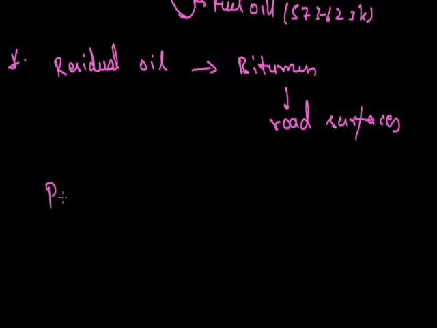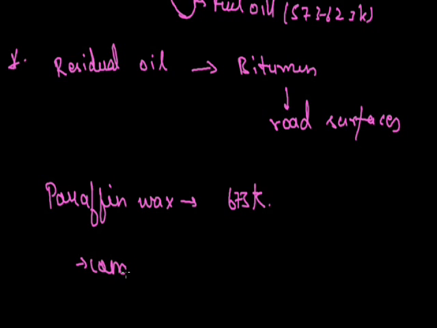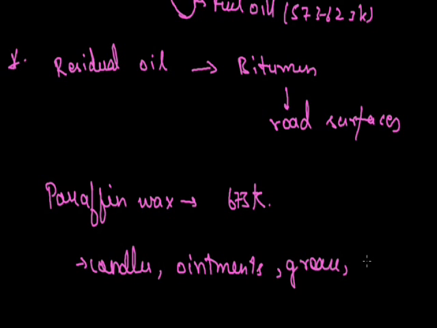The next component obtained is the paraffin wax, nothing but the wax. It boils at about 673 Kelvin. It is used for making candles, ointments, grease, polishes, etc.